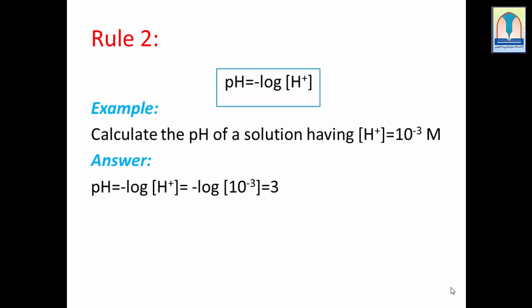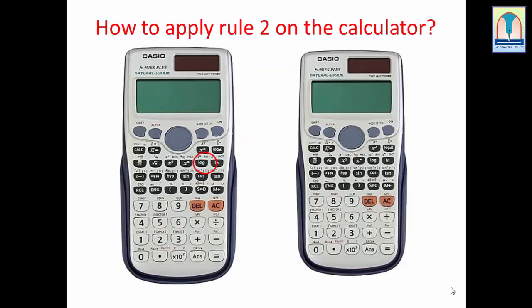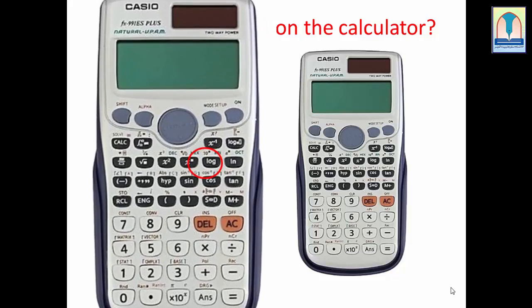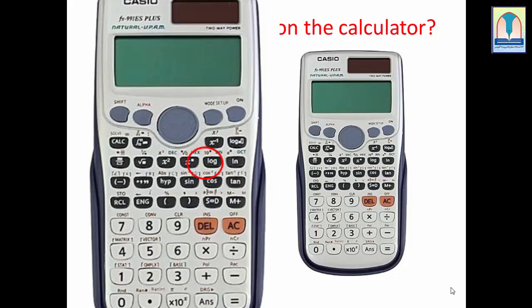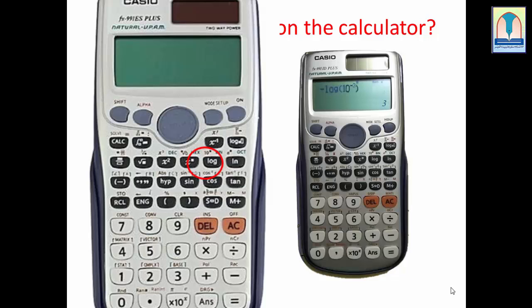But how can we calculate this equation? And what is log? So how to apply Rule 2 on the calculator? In fact, on the calculator, we have this button for the function log. So to apply the equation that is written previously, simply we write minus log between parentheses 10 power minus 3. The answer is 3.